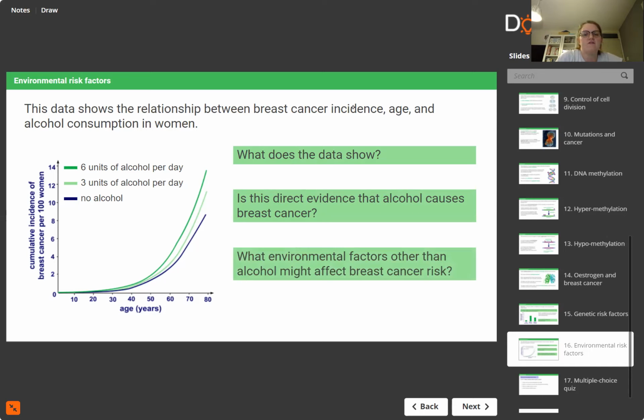What environmental factors other than alcohol might affect breast cancer? Well, you could say it's to do with lifestyle. You could say that maybe people who drink alcohol aren't as healthy, maybe they're not sleeping as well, so that could affect it. We might have other chemicals that people put into their bodies, sunlight. There's lots of things that could affect it in those situations, as well as age.